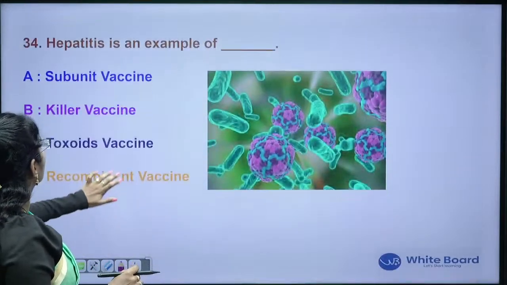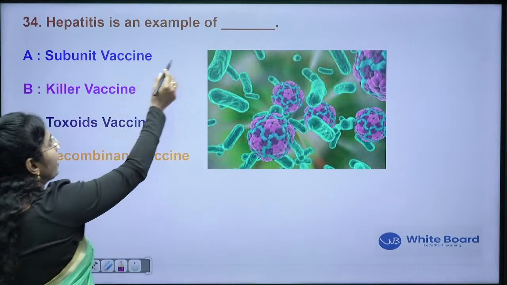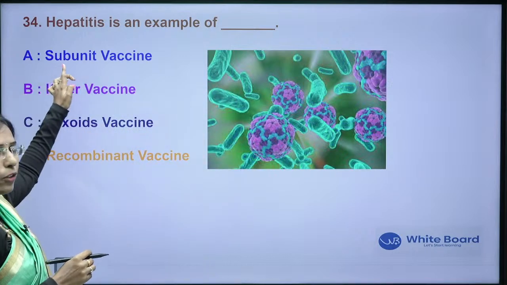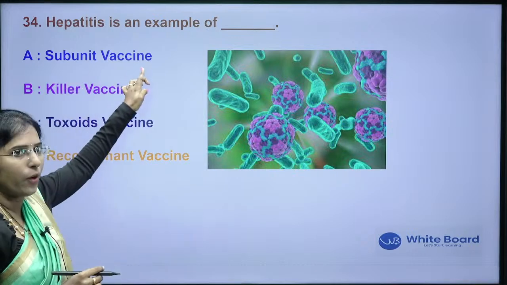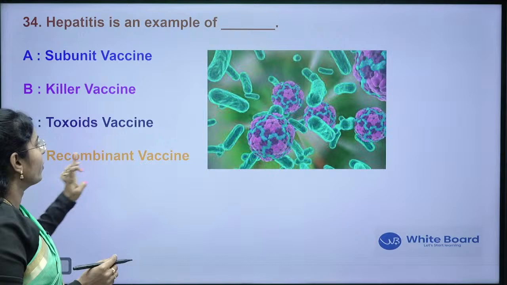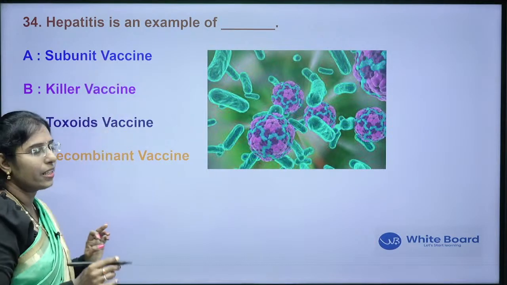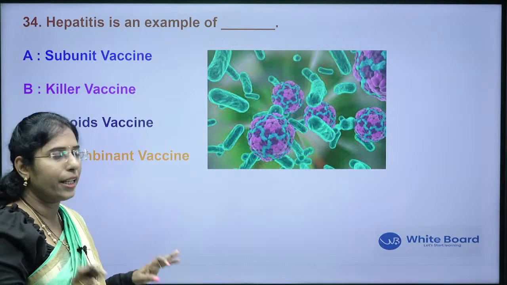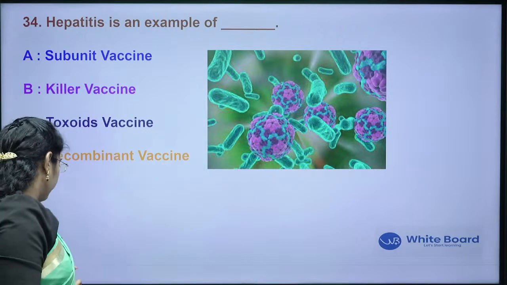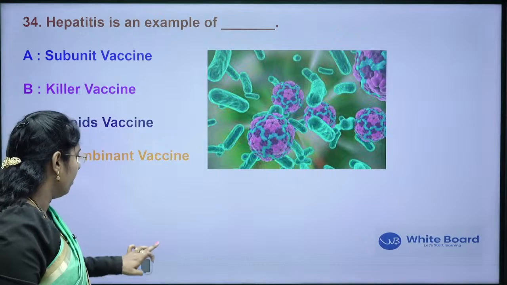Coming to the next question. Hepatitis B is an example of what type of vaccine? Here they have given 4 options: subunit vaccine, killed vaccine, toxoid vaccine and recombinant vaccine. So, the hepatitis B vaccine is obtained by rDNA technology. So, it is a recombinant vaccine. So, it is an inactivated vaccine. This is an inactivated vaccine.